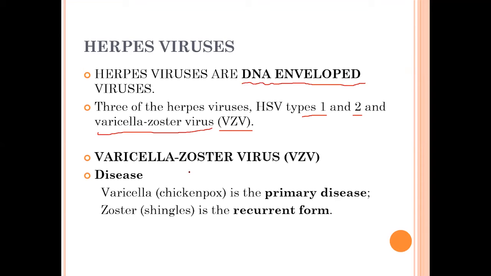This is the same virus, but it causes two different illnesses. One illness we call chickenpox. Chickenpox is mainly when people are first infected by this virus. Another illness we call shingles. That's the same virus, but it causes a different illness. Let's go to our video to see it.